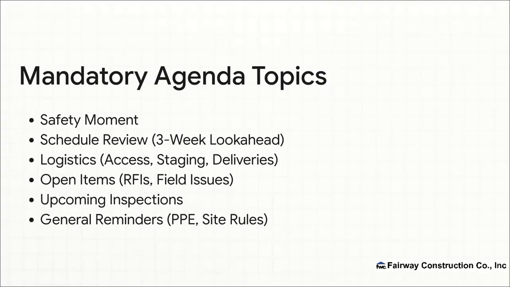And we follow a mandatory structure. Every single weekly meeting will cover these 6 topics at a minimum. We start with a safety moment, review the 3-week look ahead, coordinate logistics, tackle open items like RFIs, prepare for inspections, and finish with general reminders. This structure is what ensures nothing falls through the cracks.